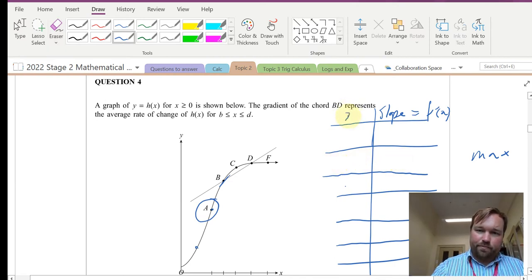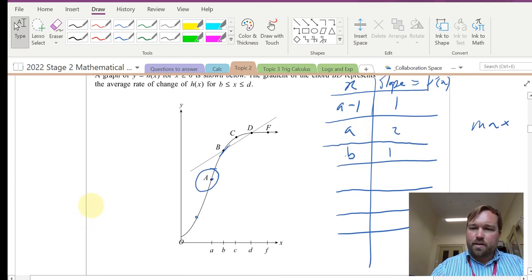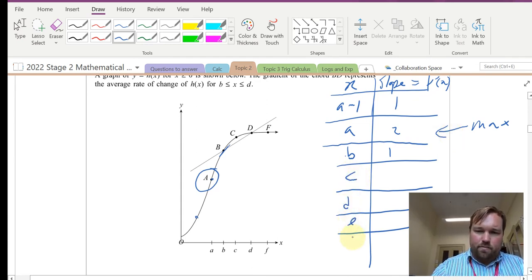Resetting. X, A, take 1. The slope is 1. At A, the slope is 2. At B, the slope is back to 1. So this will be a max. C, D, E, F. Good if I knew my alphabet.